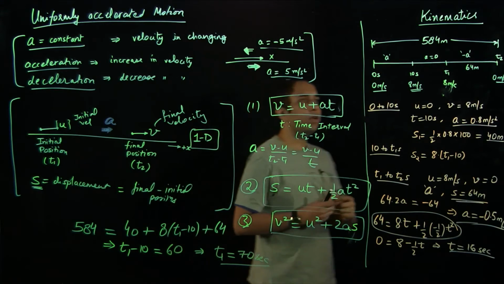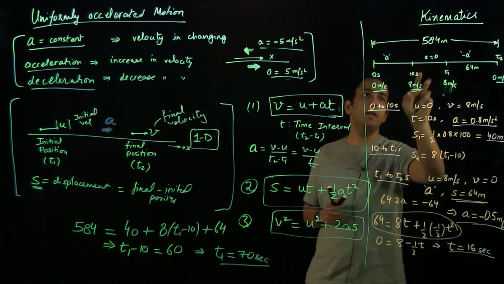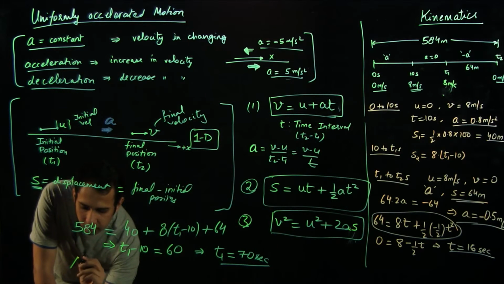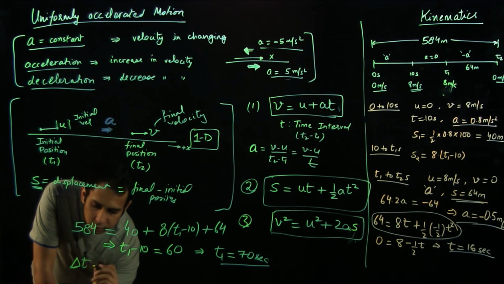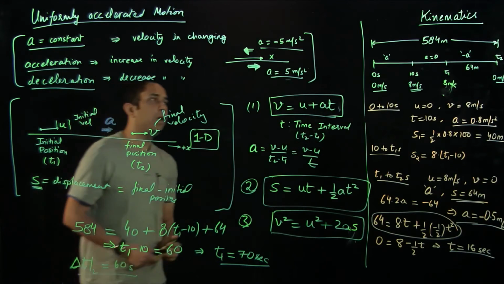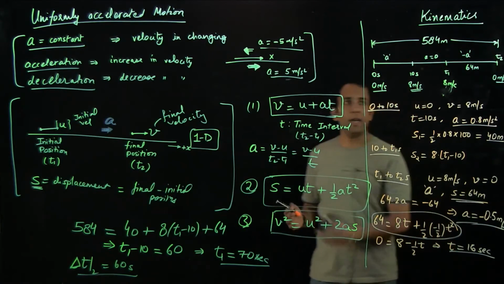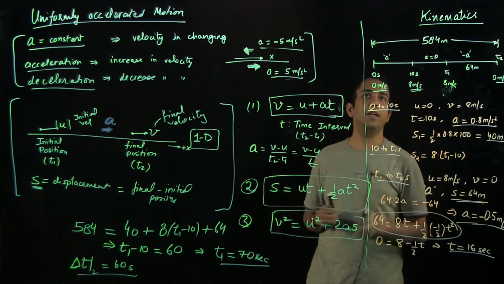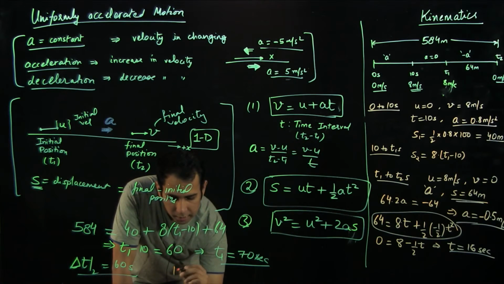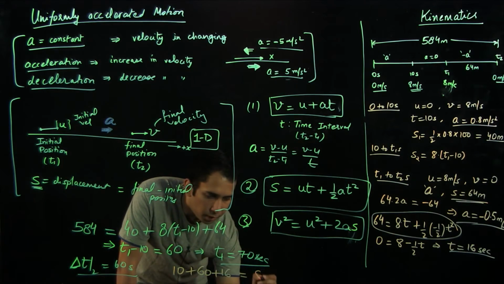So now if t1 equal to 70 seconds, that means that the second time interval is 70 minus 10, 60 seconds. So the second time interval is 60 seconds, and the third time interval, as we have already found out, is 16 seconds. So the total time taken by the particle for this journey would be the sum of the 3 time intervals. So it would be 10 plus 60 plus 16, which is 86 seconds.